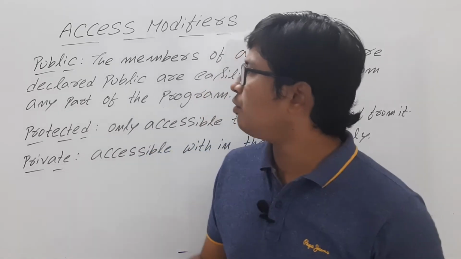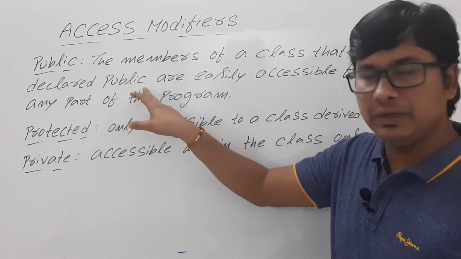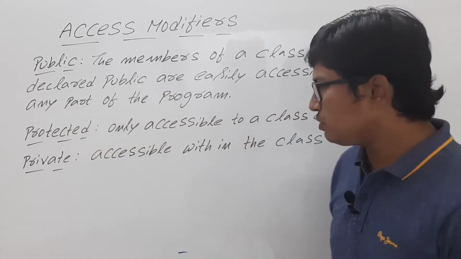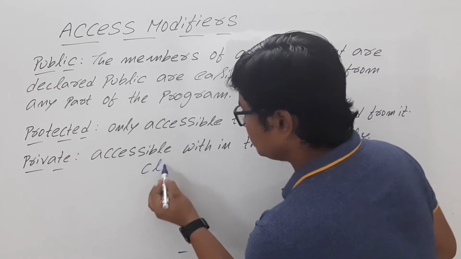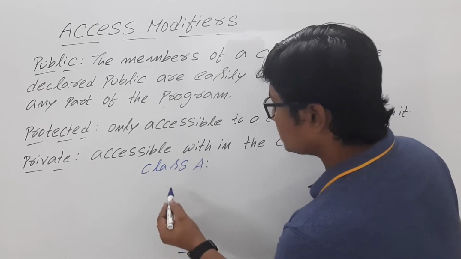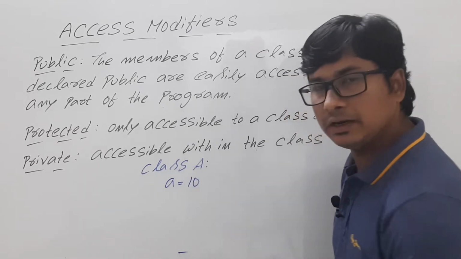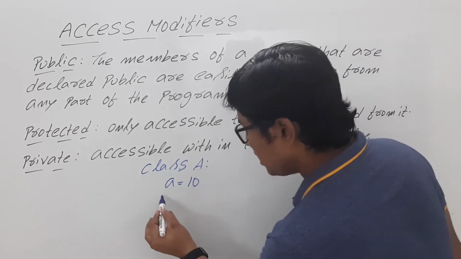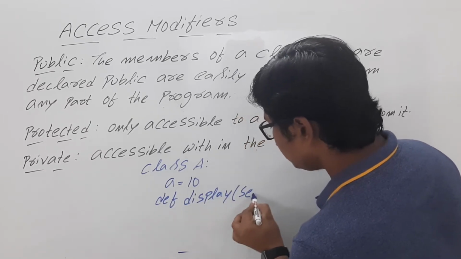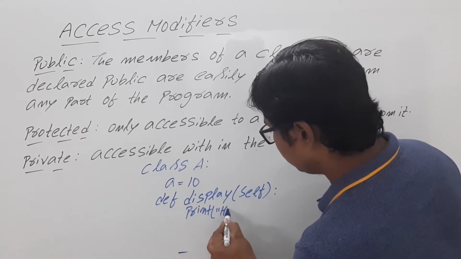access them. Now coming to the public members, the members of a class that are declared public are easily accessible from any part of the program. Suppose let's take that you have a class A. The class A has some variable called a and it is public. And you know that it is a class variable, and let's take that you have a method called display. Then let's take that you have written print hi in it.